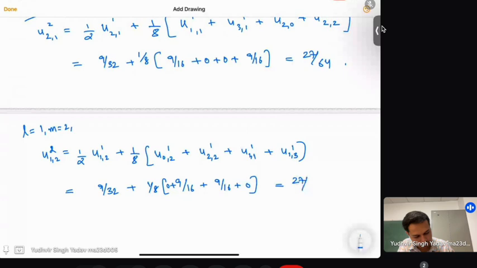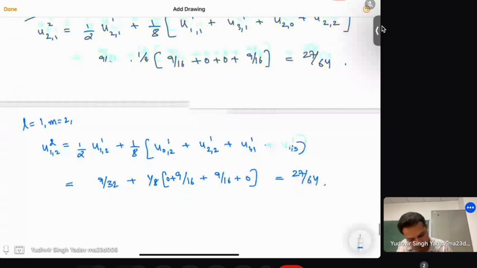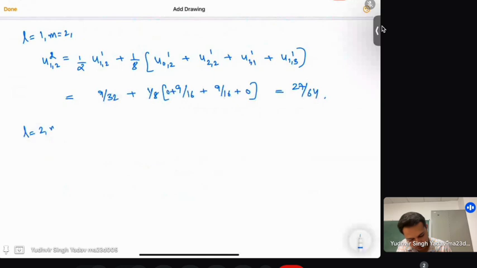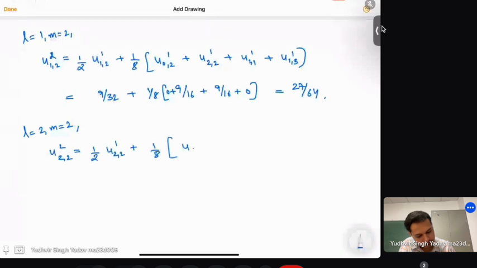So it will be 27 by 64. In a similar way, we will take L equals 2 and M equals 2. Then the scheme will be U2,2 at the second time step, 1 by 2 U2,2 at the one time step, plus 1 by 8 times U1,2 plus U3,2 plus U2,1 plus U2,3 at the one time step.